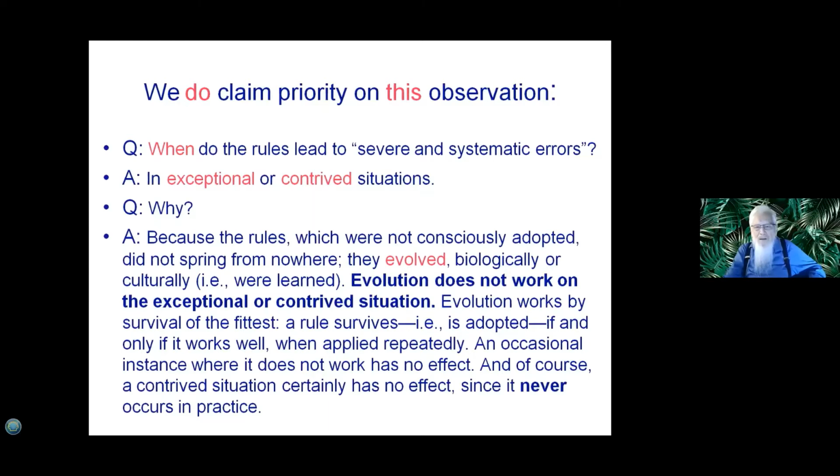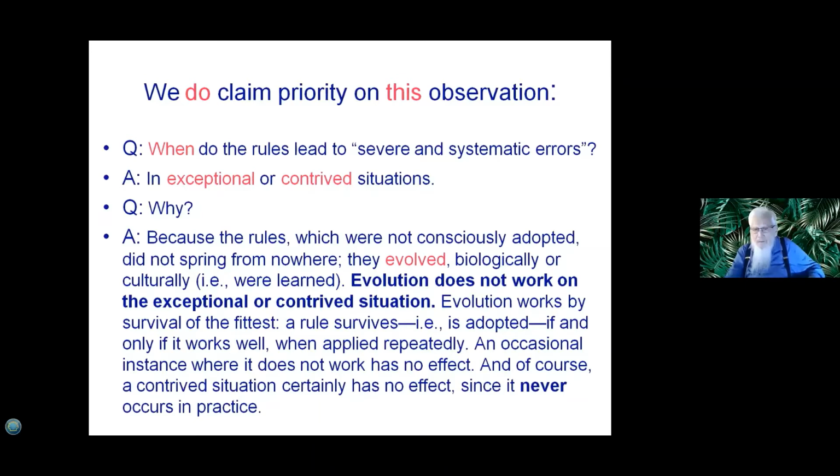And the answer is because the rules, which were not consciously adopted, did not spring from nowhere. They evolved biologically or culturally. Cultural evolution is learning, in the psychological sense of the word. You learn what's good for you by experience. Evolution does not work on the exceptional or contrived situation. Evolution works on what happens every day. You learn a rule, or a rule evolves biologically.